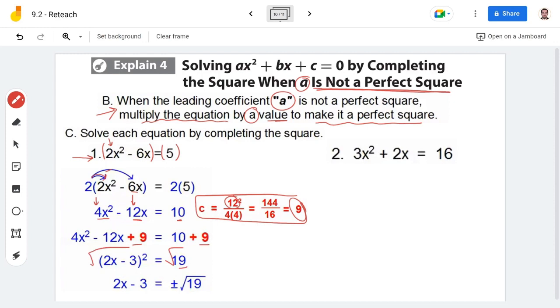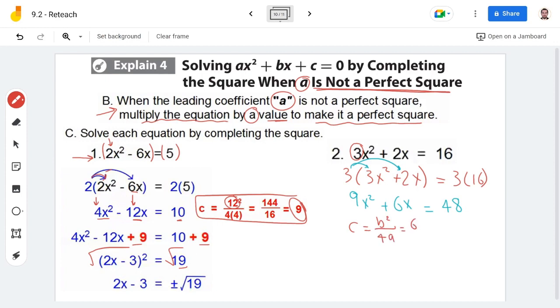Same thing here. In this equation, the leading coefficient is 3. So let's multiply by 3: 3 times 3x squared plus 2x equal 3 times 16. So just use the distributive property. 3 times 3 is equal to 9x squared, plus 3 times 2 is equal to 6x, equal 3 times 16, which is equal to 48. Now, use the same thing we learned. To find c, it's b squared over 4a. b squared is 6 squared over 4 times 9. 6 squared is equal to 36. 4 times 9 is also 36. 36 over 36 is equal to 1.